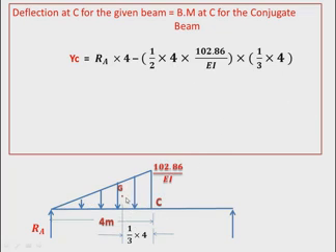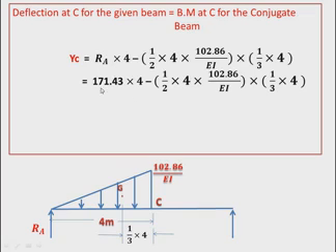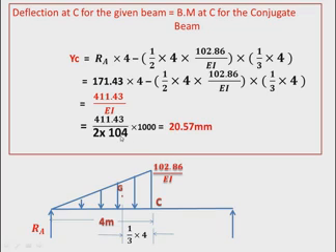What is the distance? The distance between the CG of the triangle to C, because we are writing the bending moment at C. It is a right angle triangle, so it is just 1/3 of base, that is 1/3 of 4. You know the value of RA, that is 171.43 divided by EI. If you simplify this, you are going to get 411.43 divided by EI. And if you simplify by putting the value of EI, that gives you the answer in meter. If you multiply by 1000, it gives you 20.57 mm.